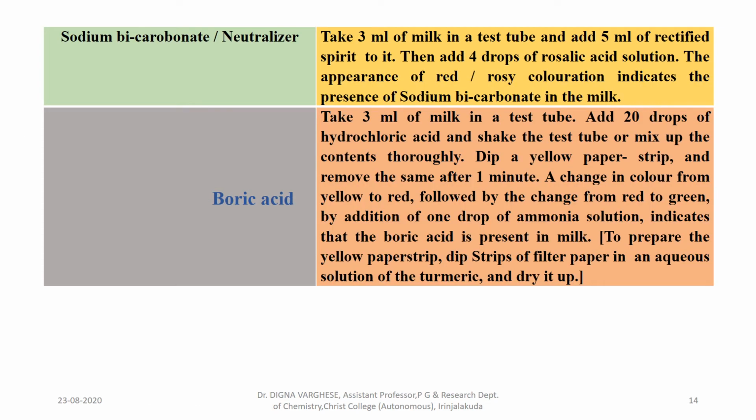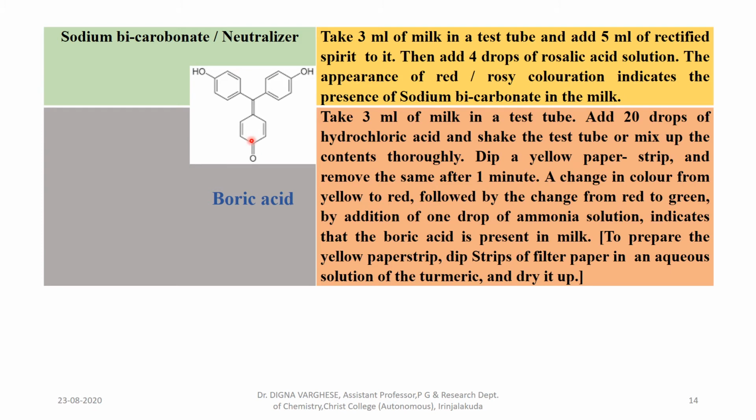Sodium bicarbonate or neutralizer acts as an adulterant in milk. To test whether sodium carbonate is present in the milk, take 3 ml of milk sample in a test tube and add 5 ml of rectified spirit to it. Then add 4 drops of rosalic acid. The structure of rosalic acid is shown here.